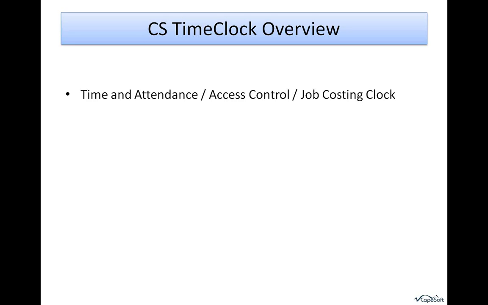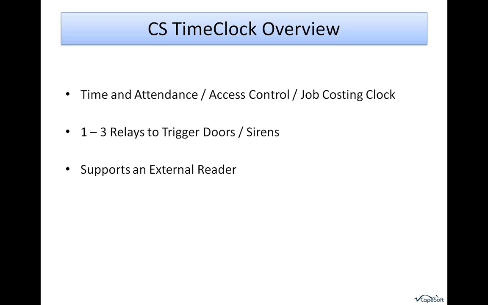Okay, the CS time clock is mainly used for time and attendance purposes, but you can also use it for access control and job costing. Depending on the clock's model, each clock has 1 to 3 relays, which you can use to trigger electronic door locks and/or sirens. The later clock models, especially the 3350 and the 3370, can each support an external reader. You can also add a second or third external reader if you disable one of the built-in readers on the clock.